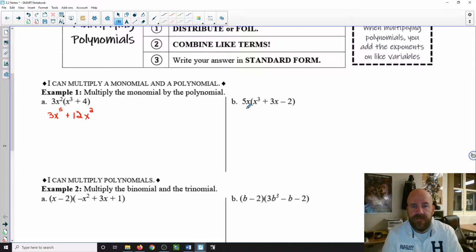Next one in. So 5x times x cubed would be 5x to the fourth. And then 5x times 3x gives us 15x squared. And 5x times negative 2 would be negative 10x. Alright.